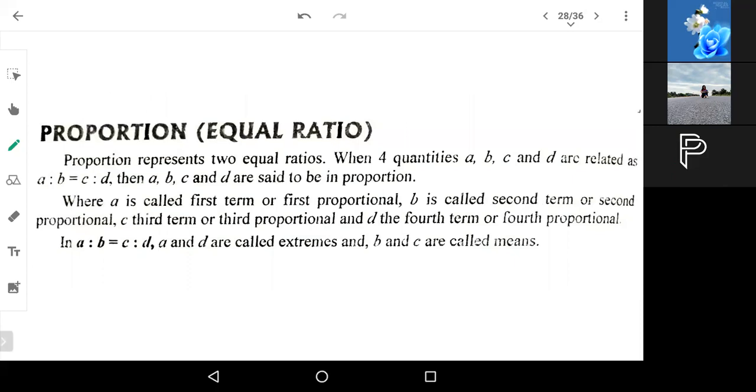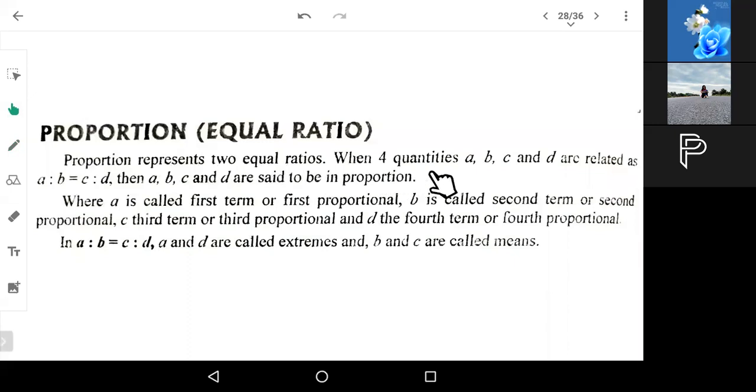Okay, good. Now let us go to the next concept under ratio, that is called as proportion. You will have easy problems only. Okay, so this ratio and proportion are studied together. We understood what is the ratio. Now let us understand what is proportion. Now proportion represents two equal ratios.